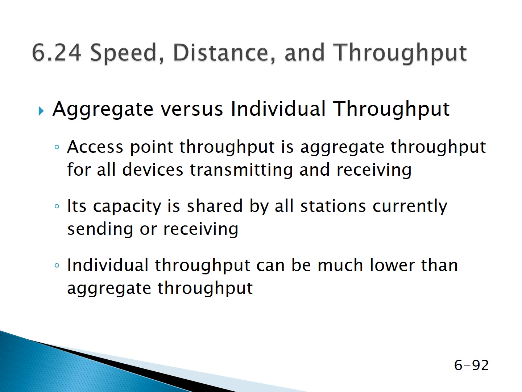So of course, if your mobile phone at the time is not doing any data transmission, then the speed will be used by, for example, your laptop that is using the transmission, right? But then if they are all sending and receiving at the same time, then they will be shared. Of course, when you have many users, the individual throughput can be much lower than your aggregate throughput.